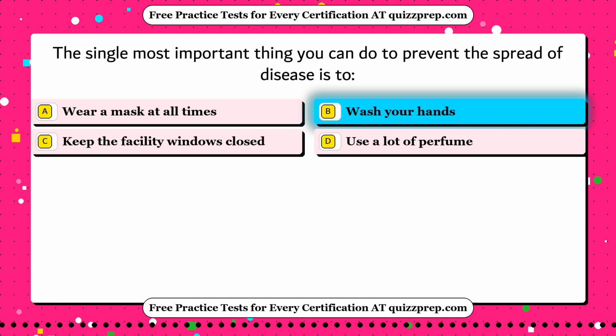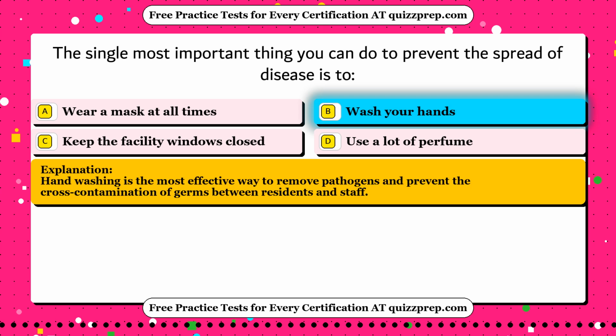The correct answer is option B, wash your hands. Hand washing is the most effective way to remove pathogens and prevent the cross-contamination of germs between residents and staff.